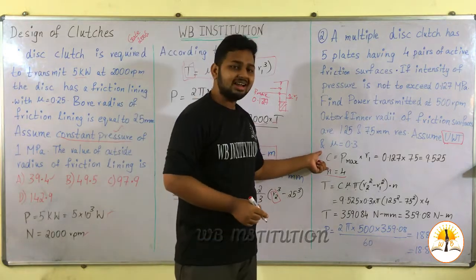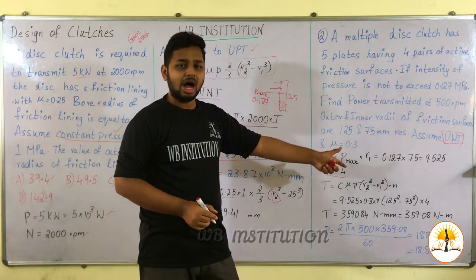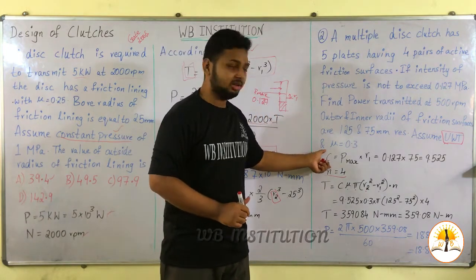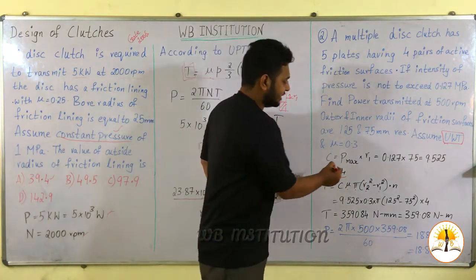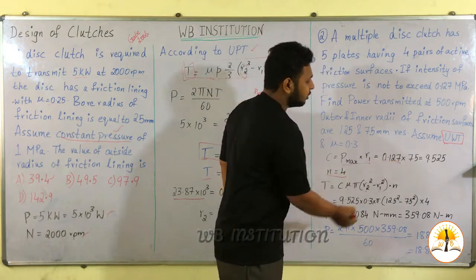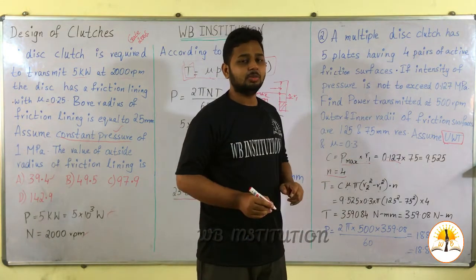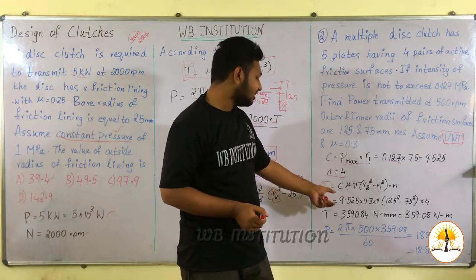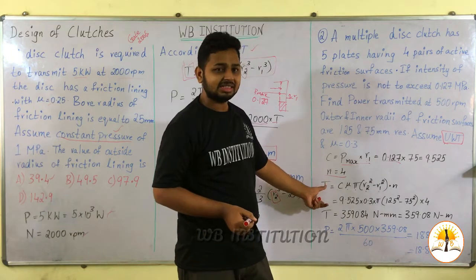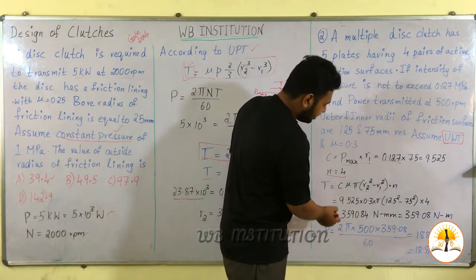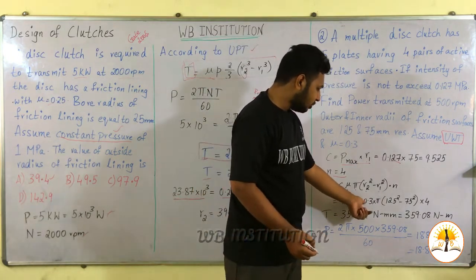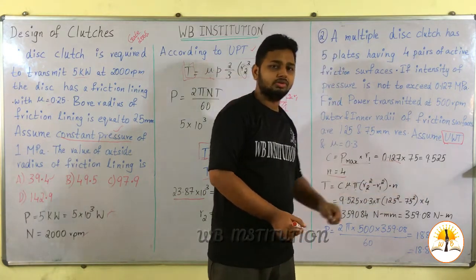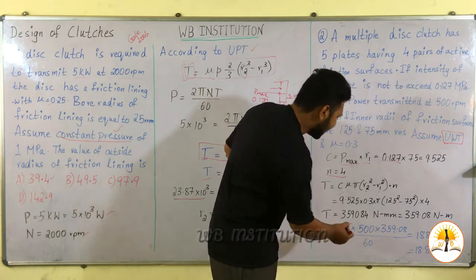If we substitute the value, C equals P max into R1, as we discussed earlier. So P max is 0.127 and R1 is 0.75, and we get the value of the constant. Now if we substitute these values in the torque equation, we get 9.525 into 0.3 into pi into 125 square minus 75 square into 4.